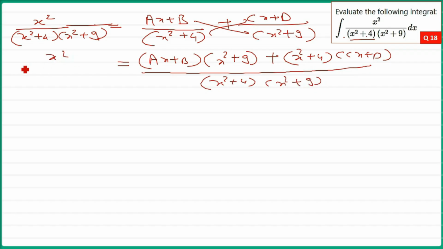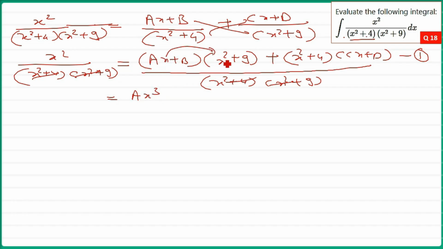Now on the left, it will be x square divided by x square plus 4 x square plus 9. So this denominator you can cancel. Now we can equate these similar terms on left hand side and right hand side. It means that we need to find out A, B, C, D. And since there are 4 variables, then we need 4 equations.